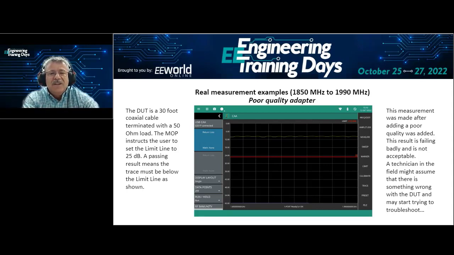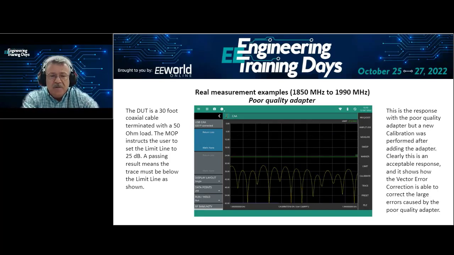And so the first thing that I would do as a field technician, if I measured this, I would say, hey, something's wrong here. I would probably start going into diagnostic mode and start doing some distance to fault measurements, which would lead me nowhere because there is no actual fault in this particular system. The fault is with that adapter.